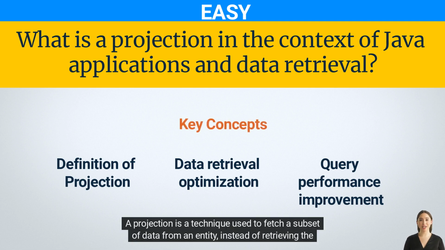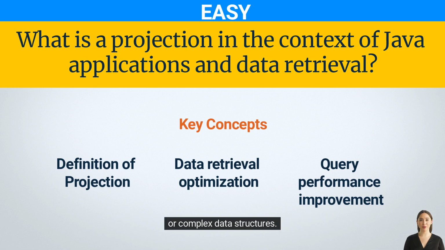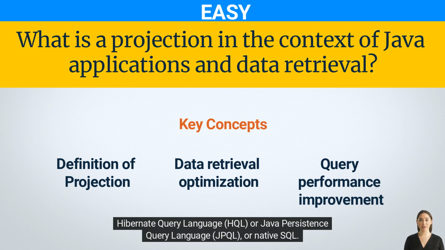A projection is a technique used to fetch a subset of data from an entity instead of retrieving the entire entity. Projections can optimize query performance and reduce memory usage, especially when dealing with large datasets or complex data structures. In Java applications, projections can be implemented using various frameworks such as JPA Criteria API, Hibernate Query Language (HQL), Java Persistence Query Language (JPQL), or native SQL.